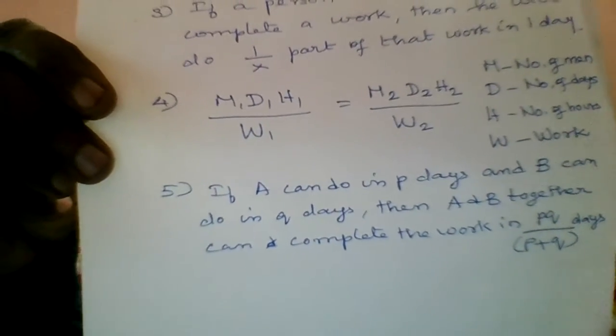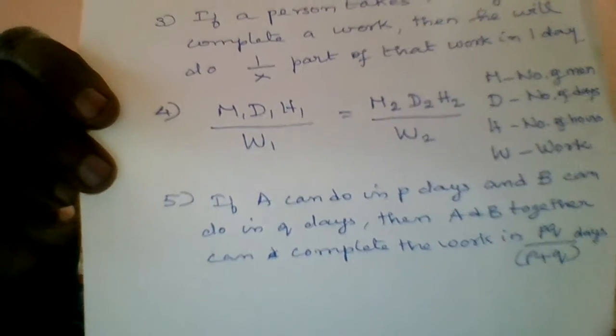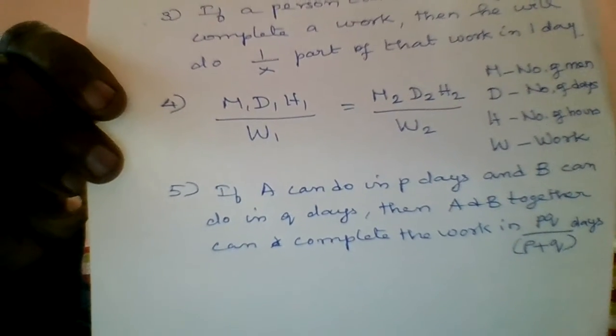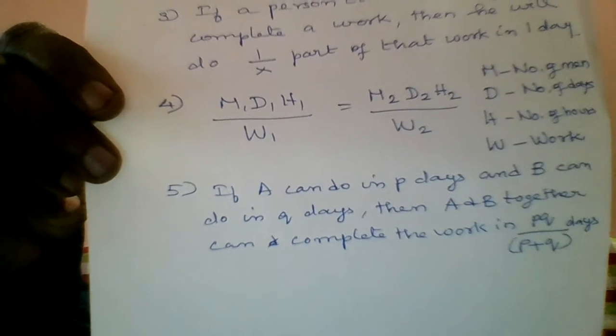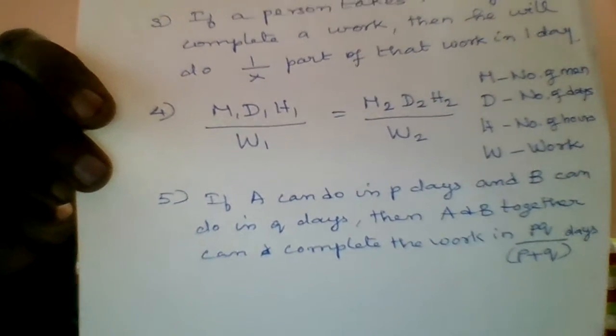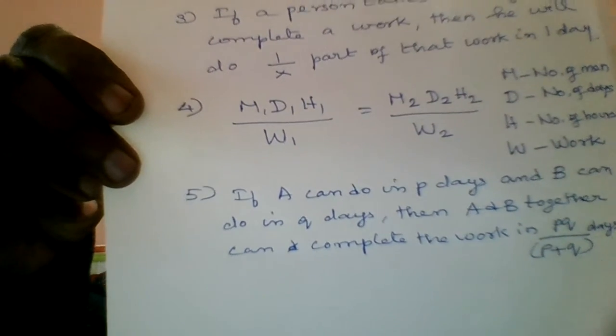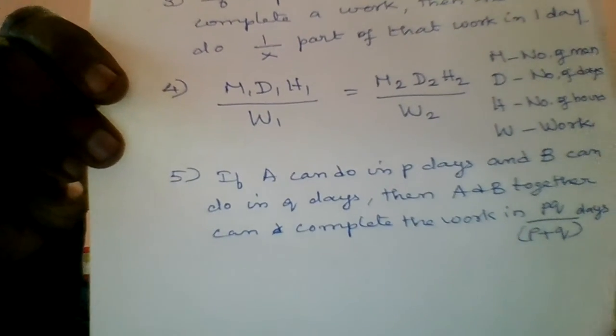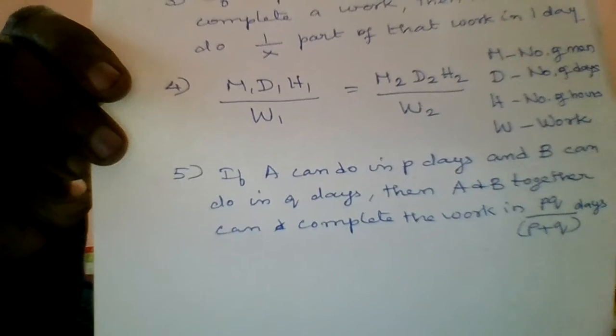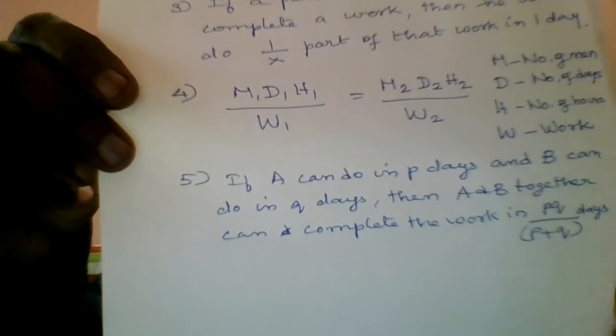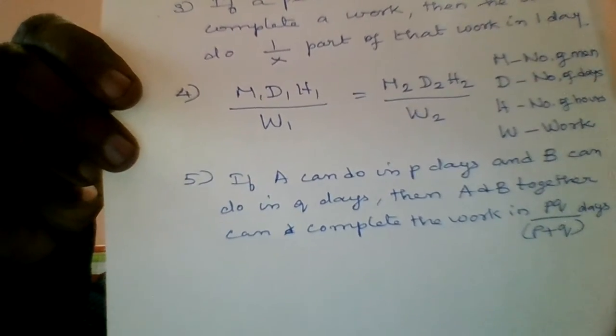If A can do a work in P days and B can do the work in Q days, then A and B put together can complete that work in PQ divided by P plus Q days. So if A takes P days and B takes Q days, both put together will complete the work in PQ divided by P plus Q days.